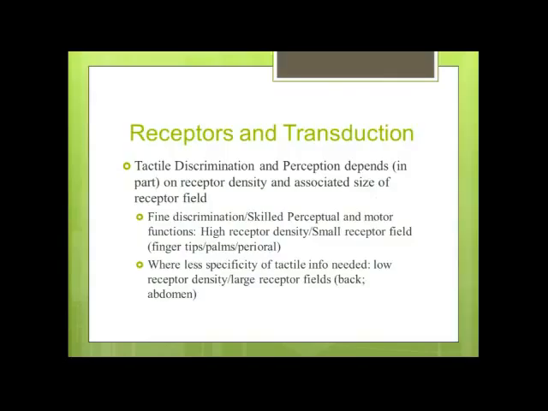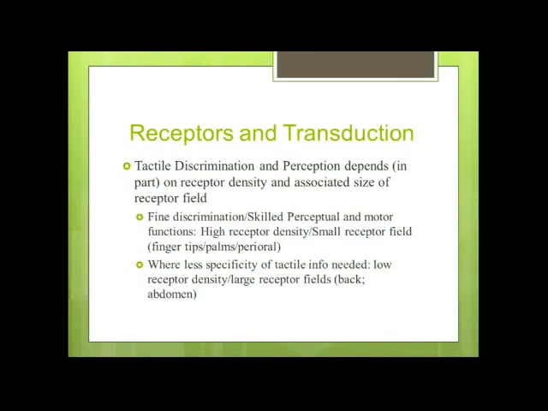Sorry. Tactile discrimination and perception depends, this is better, depends in part on receptor density and associated size of receptor field. So the receptor field is just the area around a receptor that responds to input, and receptor fields do overlap. Receptor density just refers to how many receptor cells per area, per square inch. So for fine discrimination and skilled perceptual and motor functions, you need high receptor density and small fields.